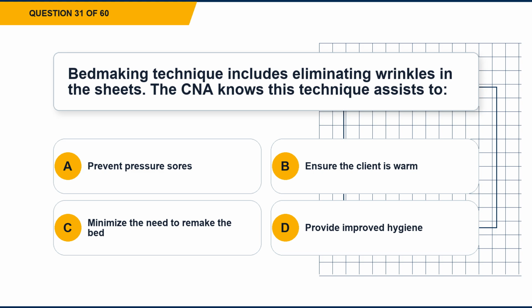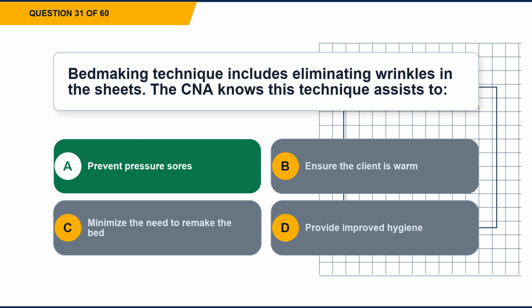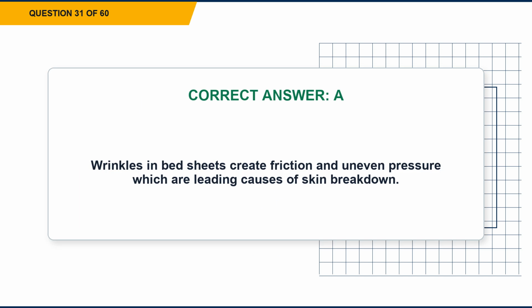The CNA knows this technique assists to: Option A, prevent pressure sores. Option B, ensure the client is warm. Option C, minimize the need to remake the bed. Option D, provide improved hygiene. The correct answer is option A, prevent pressure sores. Explanation: wrinkles in bed sheets create friction and uneven pressure, which are leading causes of skin breakdown.